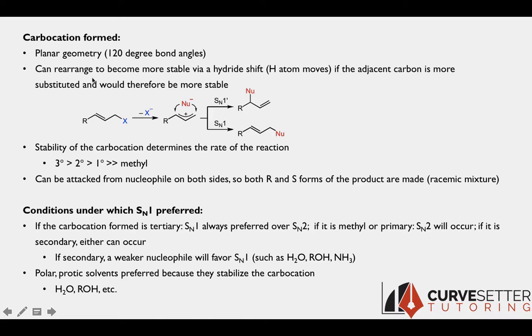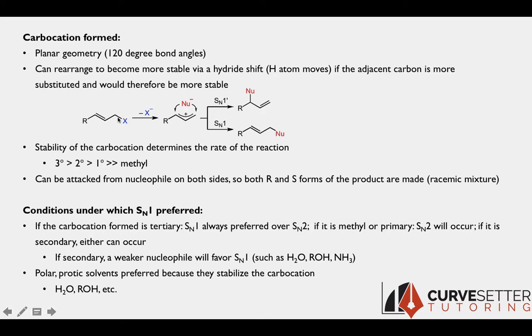Something else to note is that the carbocation can rearrange via a hydride shift if a more stable carbocation is possible. Remember that more substituted carbocations, such as a tertiary, are more stable than a secondary. Those surrounding alkyl groups of a tertiary carbocation are electron donating and decrease the effect of the positive charge on the carbon. So if the adjacent carbon is more substituted and would therefore be a more stable carbocation, then the positive charge can shift via the shift of a hydrogen atom.